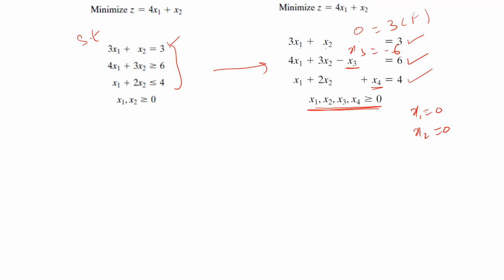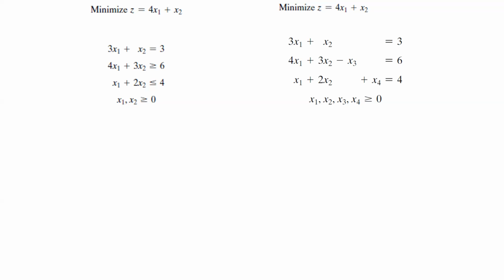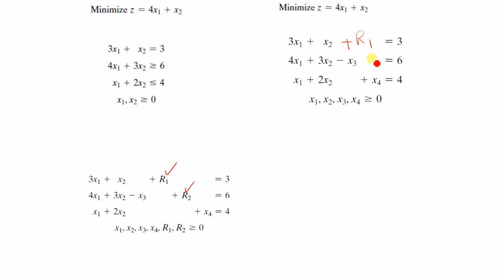So we have to add artificial variables as a slack variable. So the system looks like this. Here R1 is an artificial slack variable, R2 is also an artificial slack variable. In this equation we added R1, and in this equation we added R2. So whenever we have equation or greater equal type of inequality, we have to transform the system into equation first, and then we have to add artificial slack variables whenever needed.